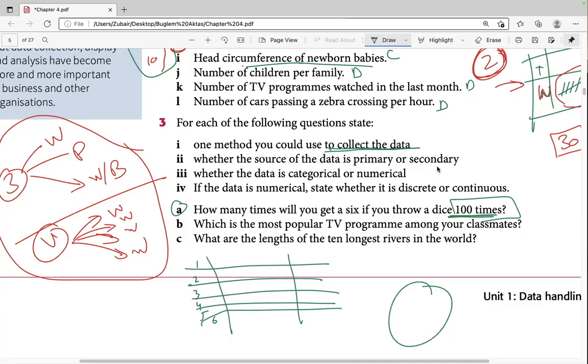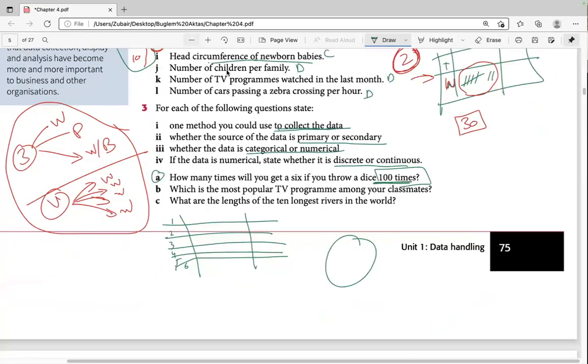Whether the source of data is primary or secondary: primary. Whether the data is categorical or numerical: numerical. If the data is numerical, state whether it is discrete or continuous: discrete. Yes, in this case, it is discrete.